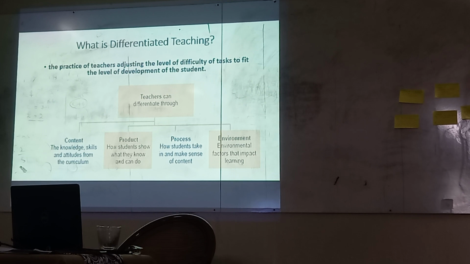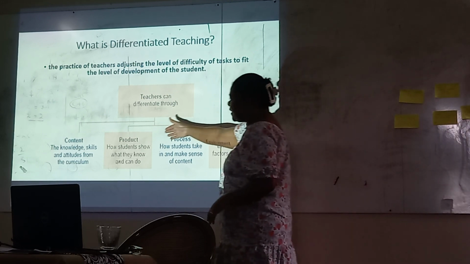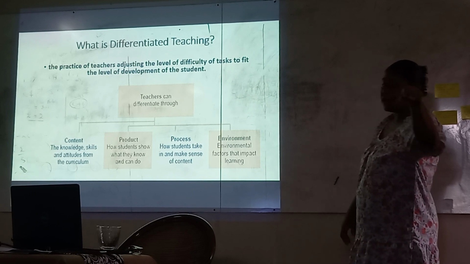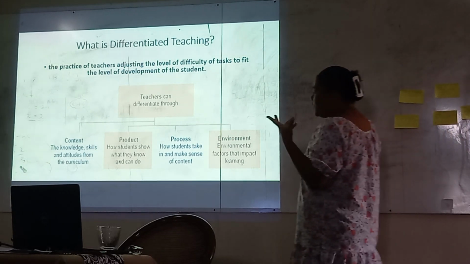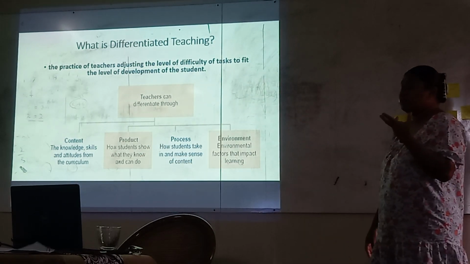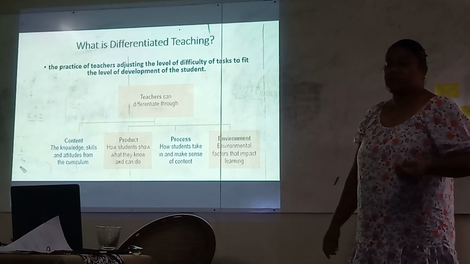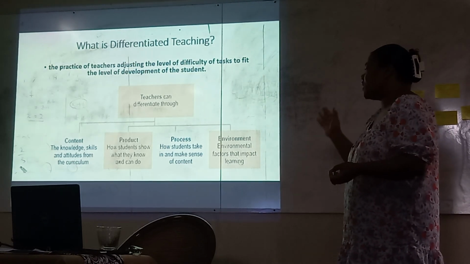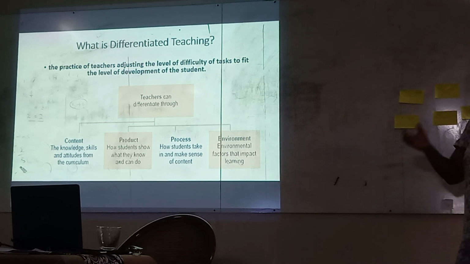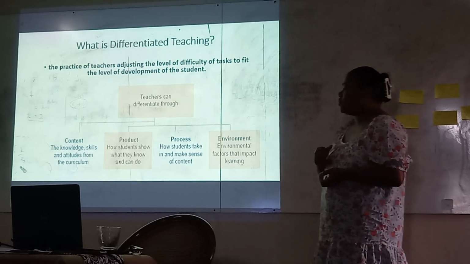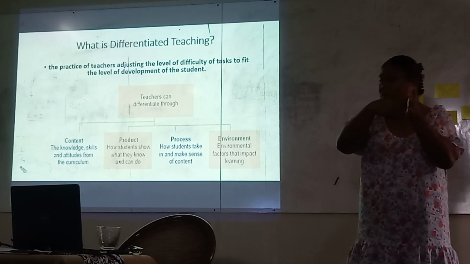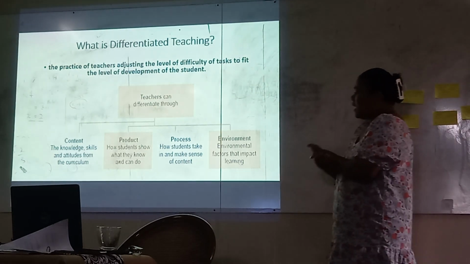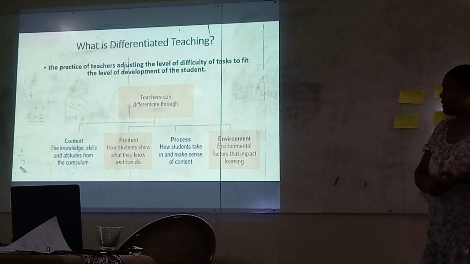Okay, moving on to differentiated teaching. The content, so those 4 areas, when you talk about the content, it's the knowledge, the skills and attitudes from the curriculum. The product, this is the assessment, how students show what they know and can do. Most of the time it's just pen and paper, you assess them through that. But students can show you how they know or can do a certain thing through observation, through anecdotal records. You have a checklist, just tick it off whether the child has achieved it or not. Those are different forms of assessment. And the process, how students take in and make sense of the content.